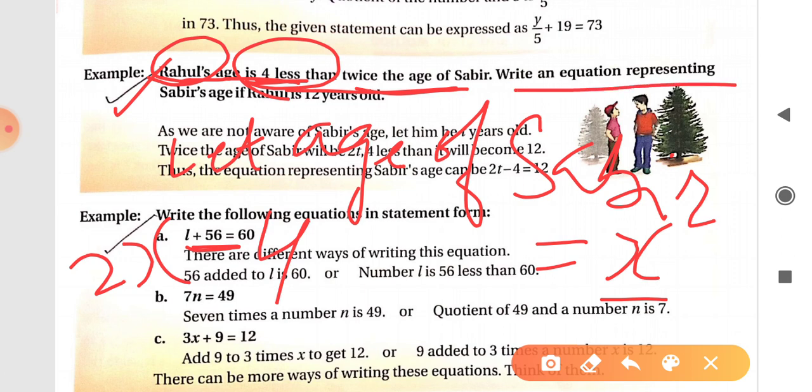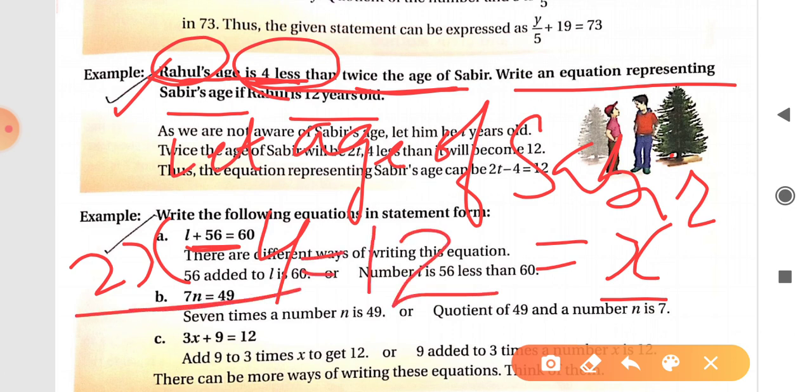Then write an equation representing Sabir's age if Rahul is 12 years old now. If Rahul is 12 years old, this is the age of Rahul and 12 is also the age of Rahul. So we can write them equal. That means 2x minus 4 is equal to 12. So this is the equation.